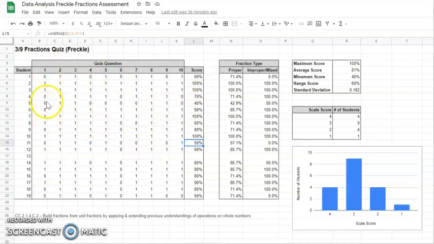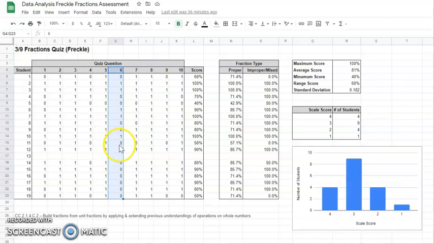You can go ahead and look down through each of these questions. So question 2, every student got it right. Question 3, every student got it right, which is awesome. Question 4, the majority did. Question 6 is the one that really stands out. This was about multiplying unit fractions, which we technically have not done yet.